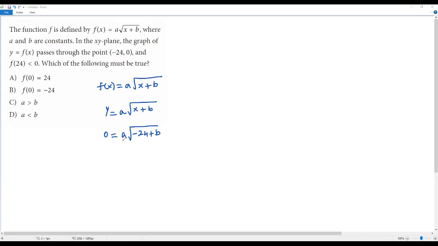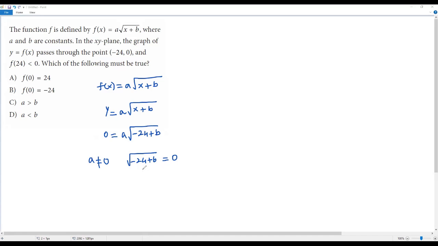On the right side, we have the product of a and square root of -24 plus b, and this product equals 0. So here a cannot be 0. How can I be so certain? Because if a is 0, then f of x will become 0. That's not possible. So a is not equal to 0. Then the square root of -24 plus b must be 0, so that this product can be 0.